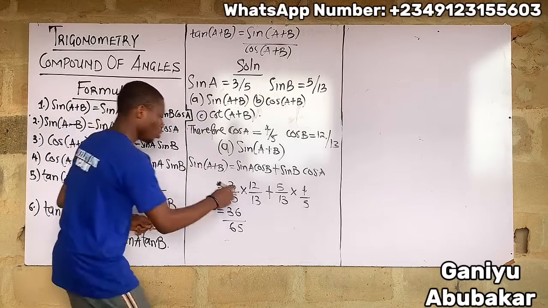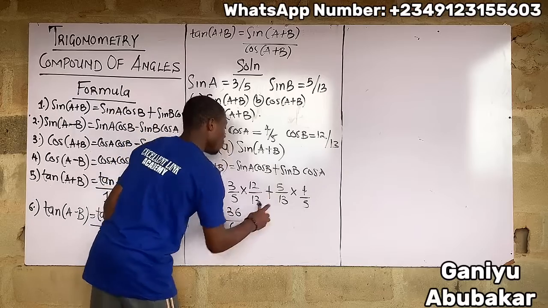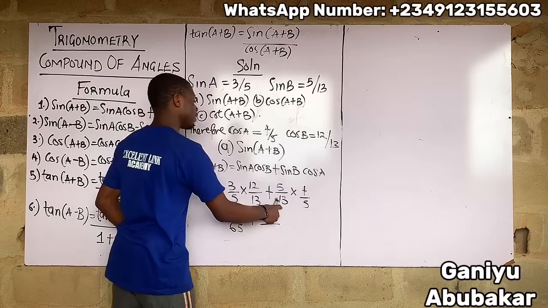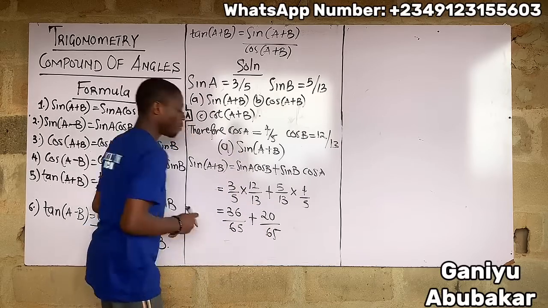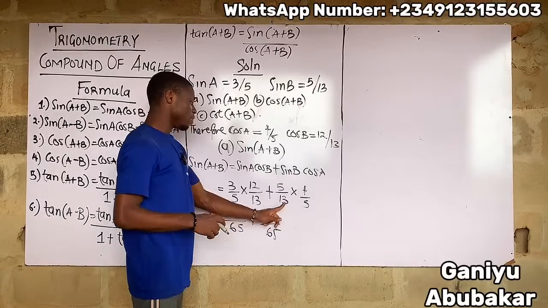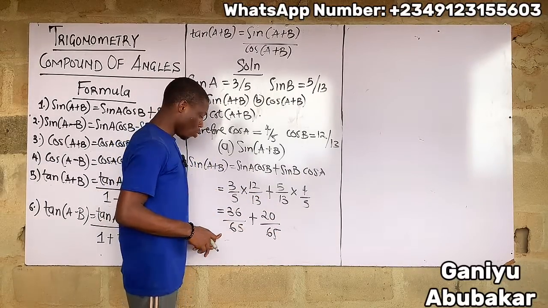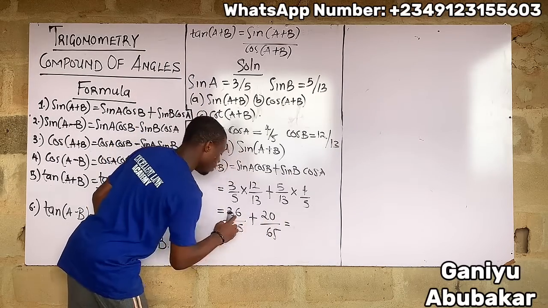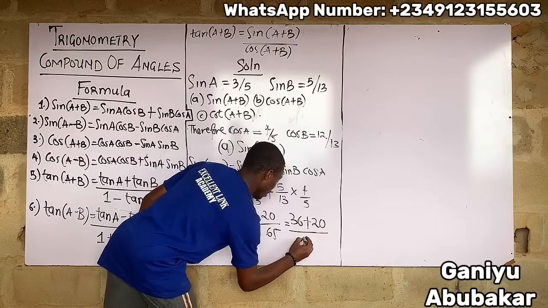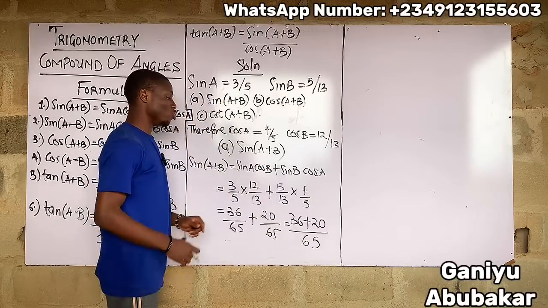Am I right? So multiply this one. I have this one. So plus, multiply 5 times 4, which is 20, right? All over 10 times 5, which is 65. Am I right? 65. So similarly, 5 times 13 is 65. Since they are of the same denominator, I will express it this way: 36 plus 20 all over 65. Since they are the same, just pick one and add the numerators.